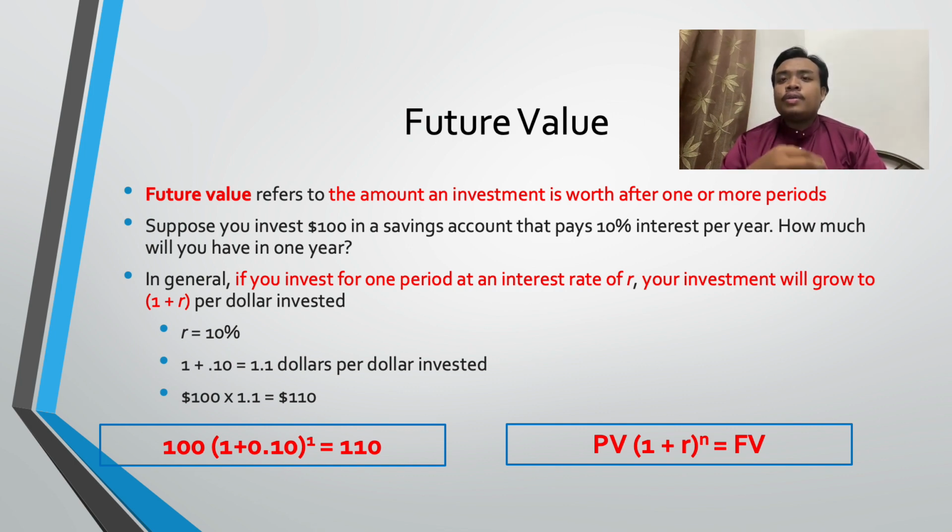In general, if you invest for one period at an interest rate of R, your investment will grow to 1 plus R per dollar invested. R equal to 10%. 1 plus 0.10 equal to $1.1 per dollar invested. $100 times 1.1 equal to $110.